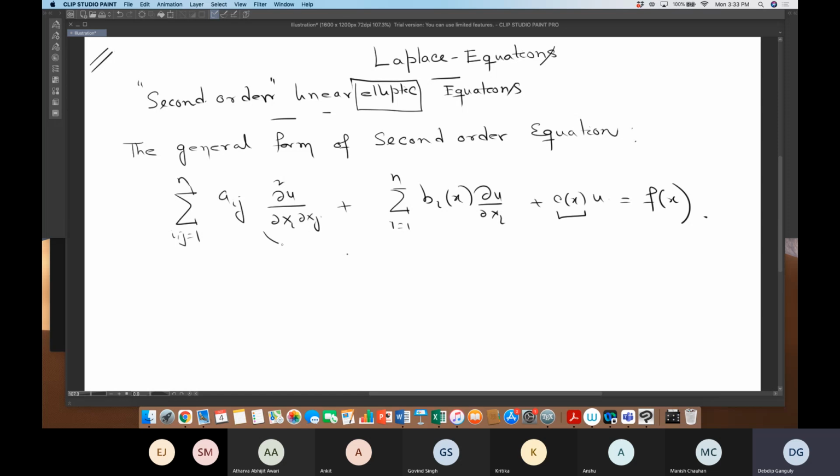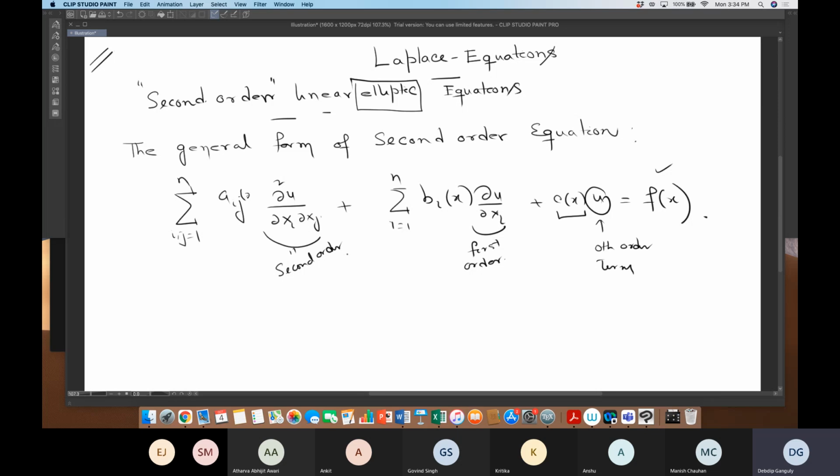Why is it second order, Rahul? This is the second order term, this is the first order term, and this is the zeroth order term. Of course, u is an unknown. You want to solve for u given f. This is the PDE. You know what is the PDE, and what is Aij of x?